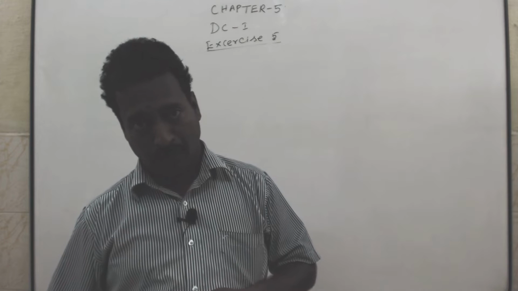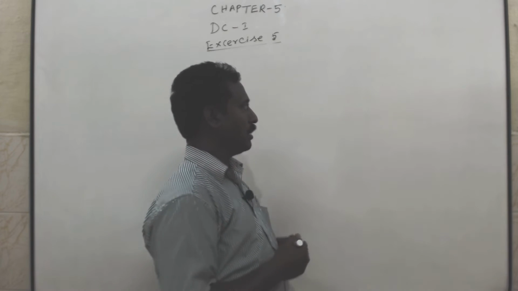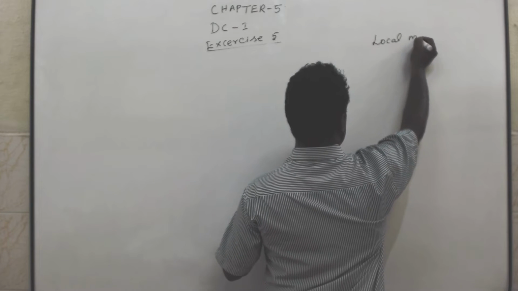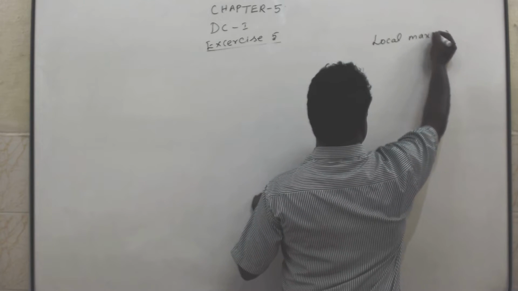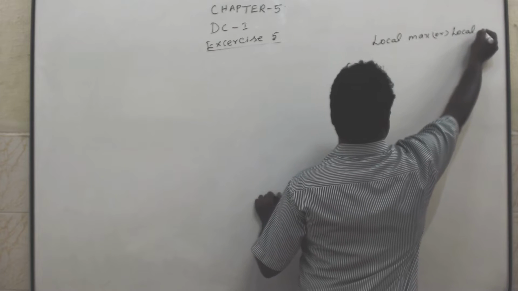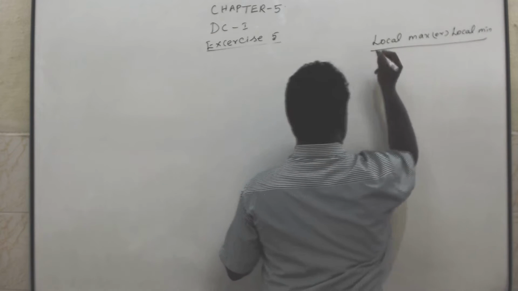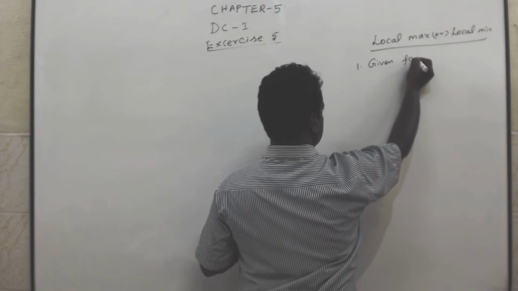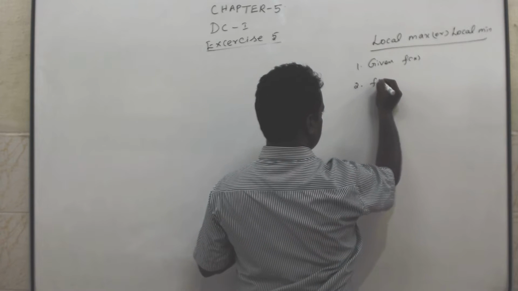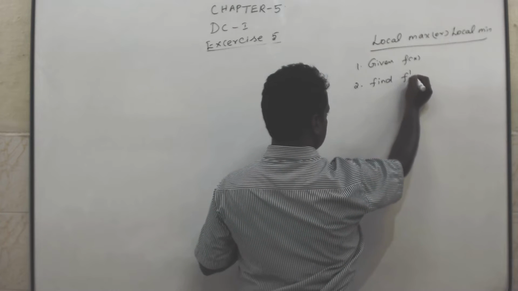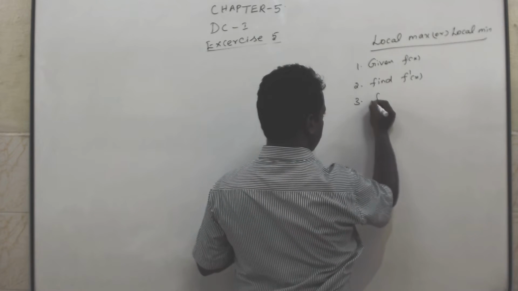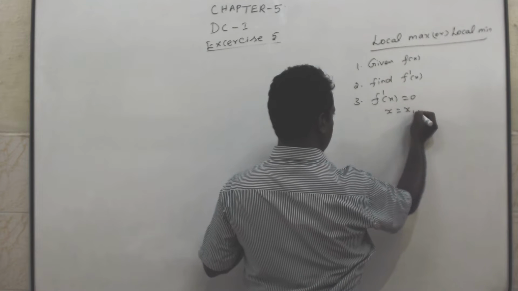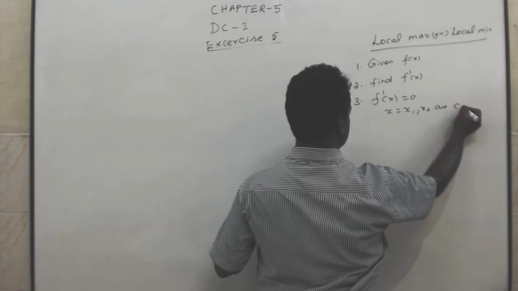The stepwise procedure for local maximum and local minimum. Step number 1, given f of x. Step number 2, find f dash of x. Step number 3, f dash of x equal to 0, that is x equal to x1, x2 are critical numbers.